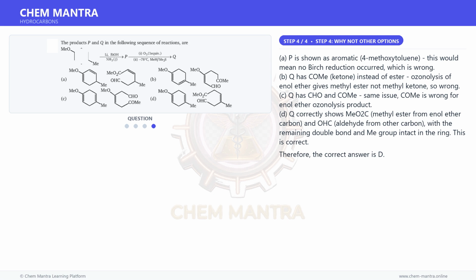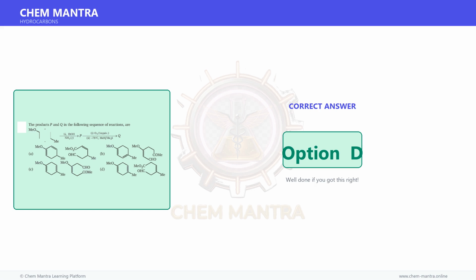D. Q correctly shows MeO2C, the methyl ester from the enol ether carbon, and OHC, the aldehyde from the other carbon, with the remaining double bond and Me group intact. This is correct. Therefore, the correct answer is option D.